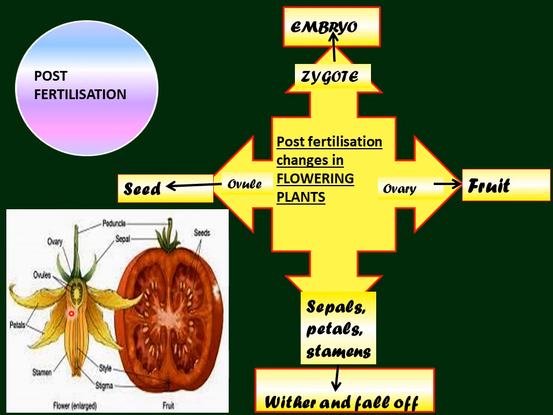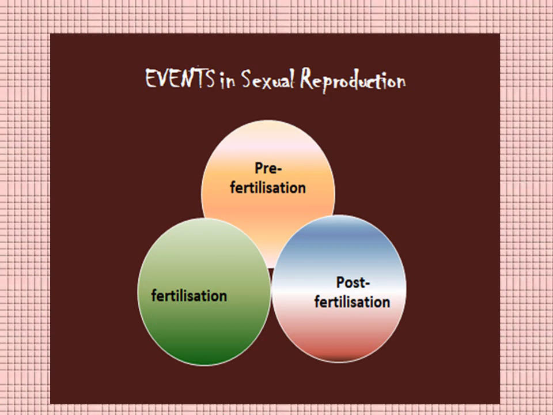You can see the ovules. The ovules will become seed. Sepals are retained in this case. The pistil remains. Petals wither and fall off. The ovary becomes a fruit. So we have finished the three events in sexual reproduction: pre-fertilization, fertilization, and post-fertilization.